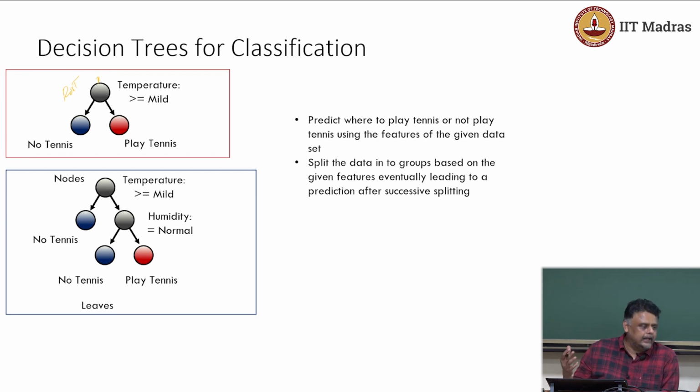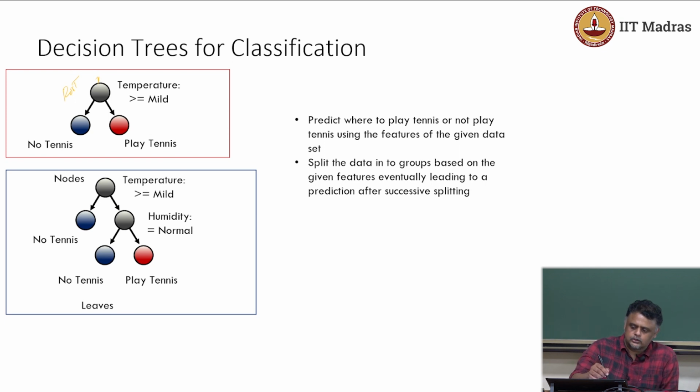You use the given data, or the features in the data, and you split the data into groups based on a given feature. So you say that if temperature is greater than mild, I will always play tennis. All the data points corresponding to that condition will come to the right node. All the data points that do not support that condition will go to the left node.